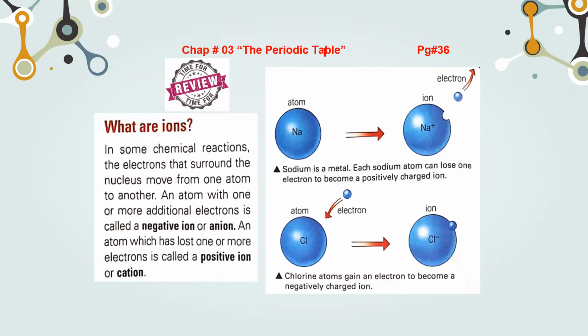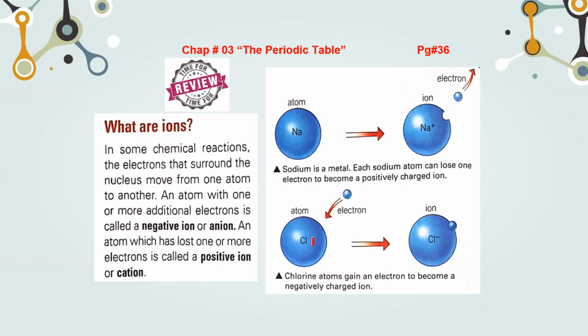Dear students, look at this picture. This picture will explain how anions and cations are formed. This is a sodium atom. You can clearly see, okay? Na is the symbol of sodium. And we all know that the outermost shell of sodium has only one electron. There is only one electron in the outermost shell of sodium.